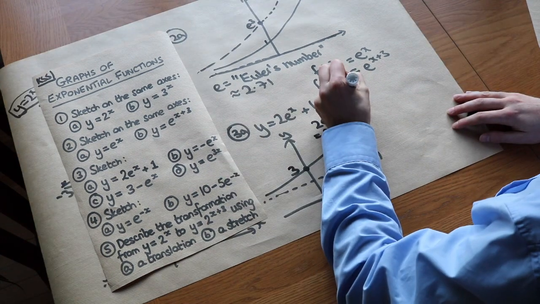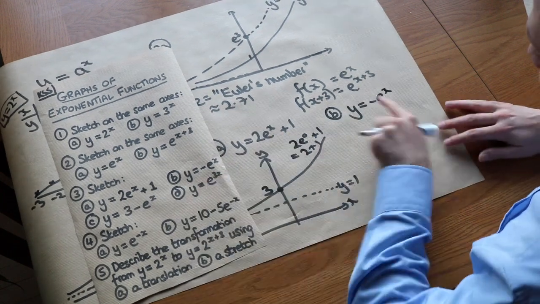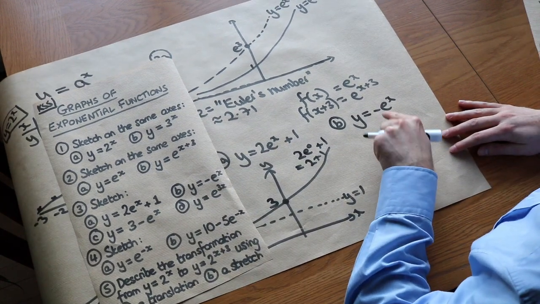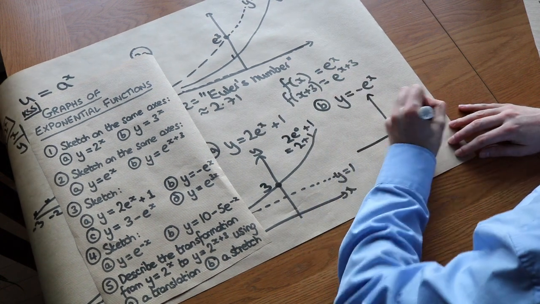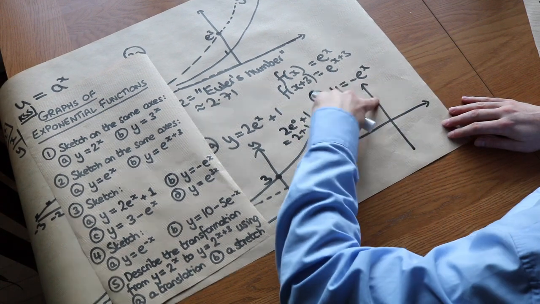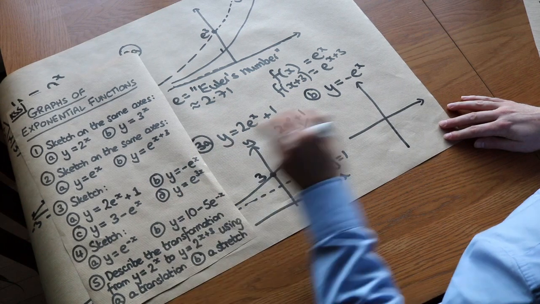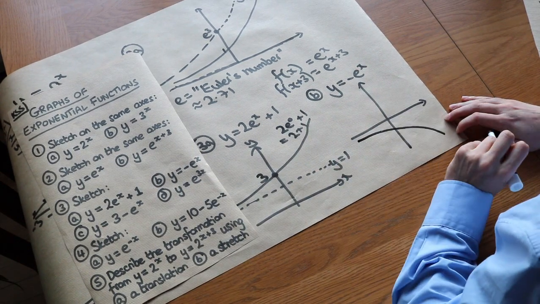What about b? y equals minus e to the x. Now this minus is outside of the exponential function, so it's going to affect the y values and do what we expect, so it's going to negate the y values. So that's just going to flip it upside down, because all the y values are going to be negated to end up down here rather than up here. So instead of like this, it's going to flip upside down. It'll be like that instead.